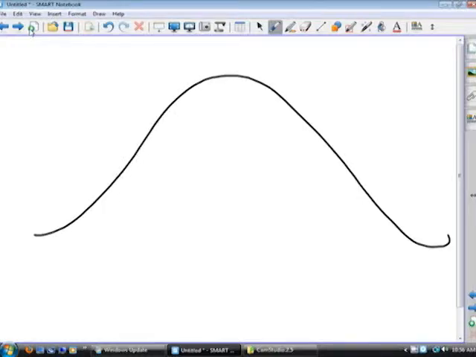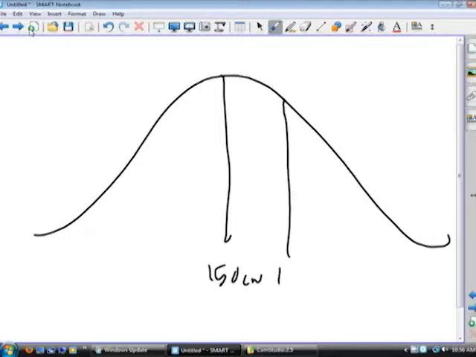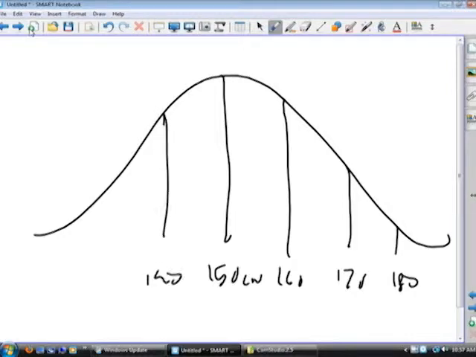As we discussed earlier, this is the mean 150 centimeters, this is 160, this is 170, this is 180, this is 140, this is 130, and this is 120. Now this is 34% from here to the center or the mean, and 34% on this side also.